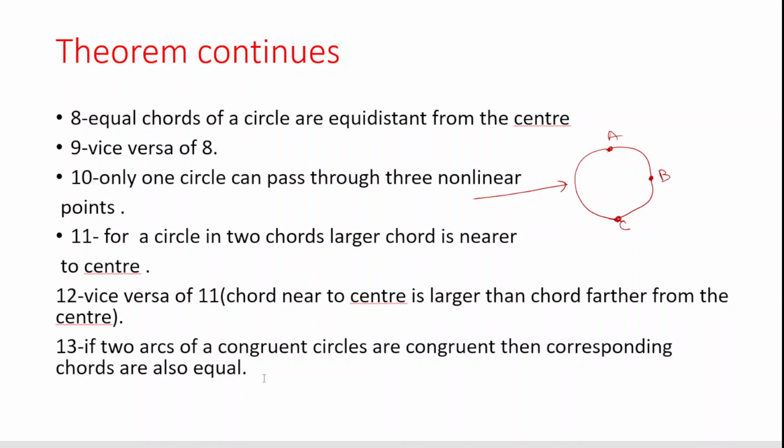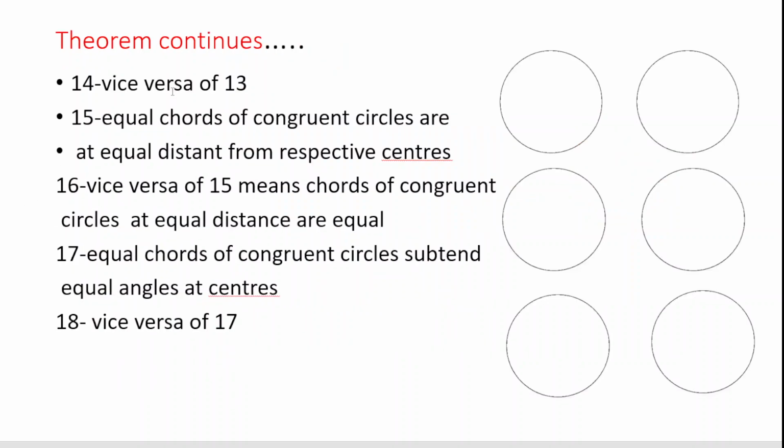If two arcs of congruent circles are congruent, then corresponding chords are equal. It is just like in the same circle. If the chords are equal, then it works in the same way for congruent circles. Congruent means the same circle. Then chords are also equal. Vice versa. 13. Equal chords of congruent circles are at equal distance from respective centers. I told you earlier. Vice versa. 15 means chords of congruent circles at equal distance are equal.